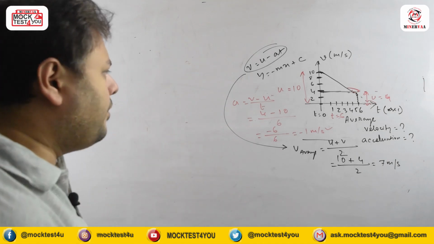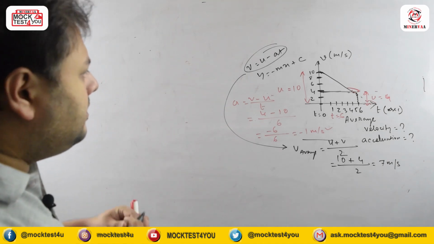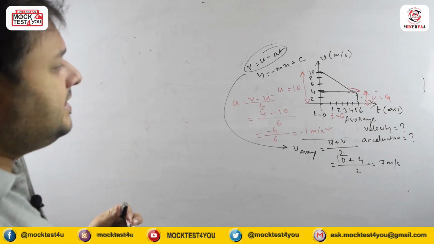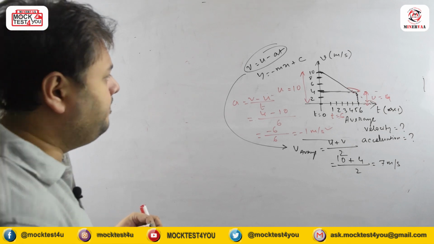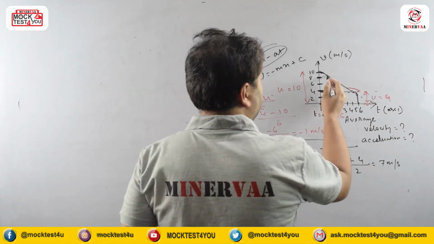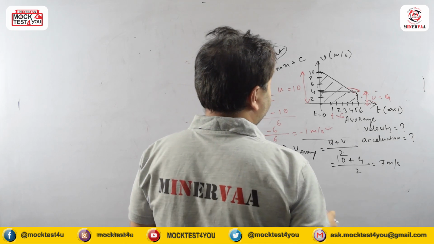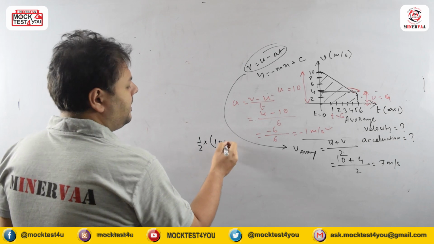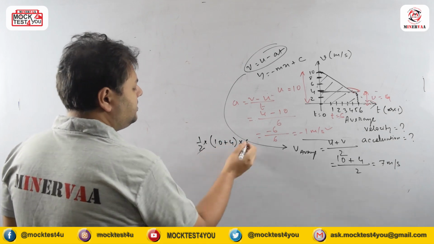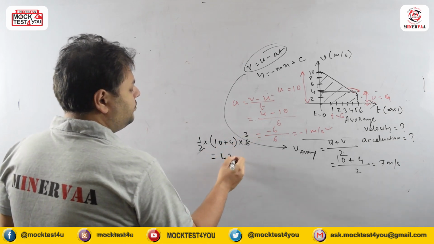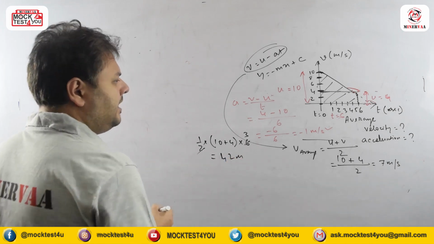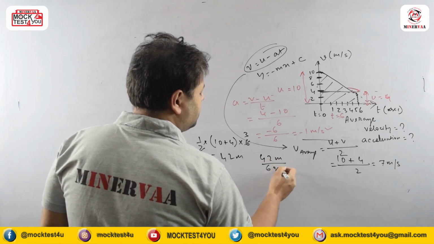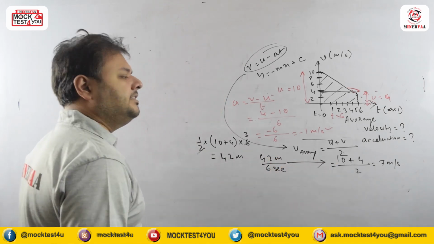Or there can be another approach, that the average velocity can be taken as total displacement by total time. The total displacement is the area of this, and what will be this area? If we find out this area, it will be half into (10 plus 4) into 6. How much will it be? It is 42. This 42 meter is the total distance, and the time taken is 6 seconds. So total distance by total time, it is again coming as 7 meter per second.